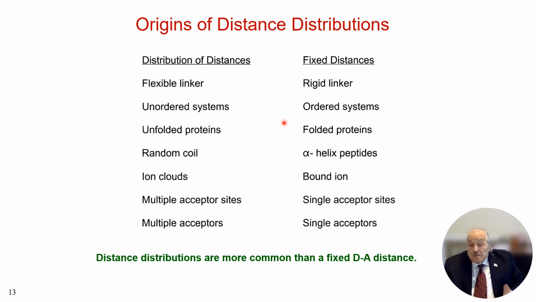There are distance distributions all over biochemistry, so I just thought I'd mention a few to you. Ion clouds certainly have a distance distribution. Unfolded proteins will have a distance distribution. Flexible linkers off of a protein would have a distribution of distances. So these can occur in many places, and it was our hope that the measurement of distance distributions would become more common.